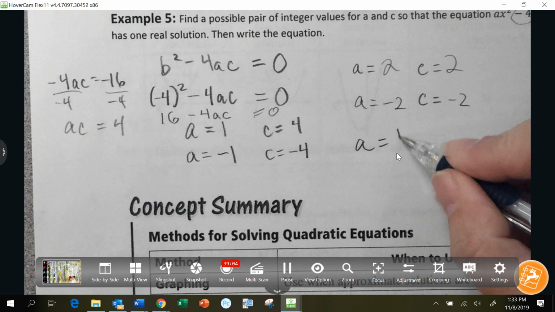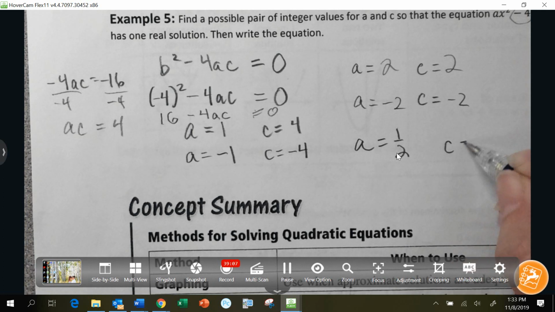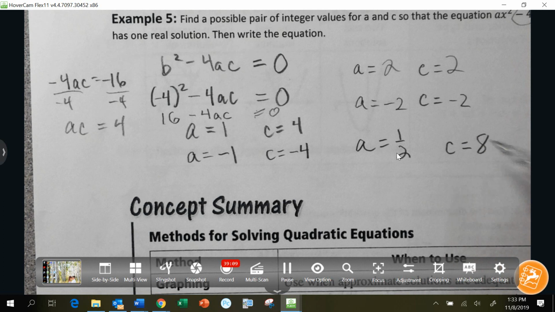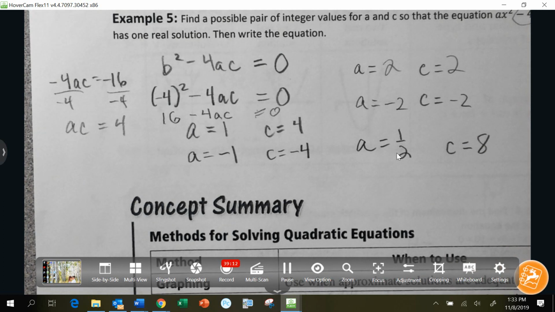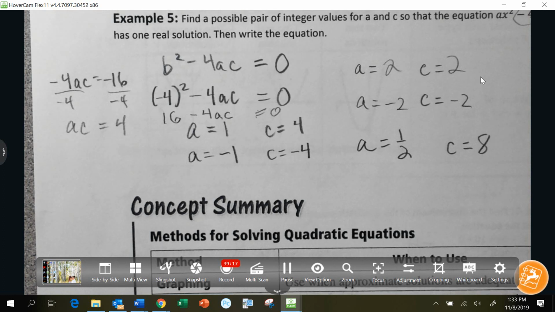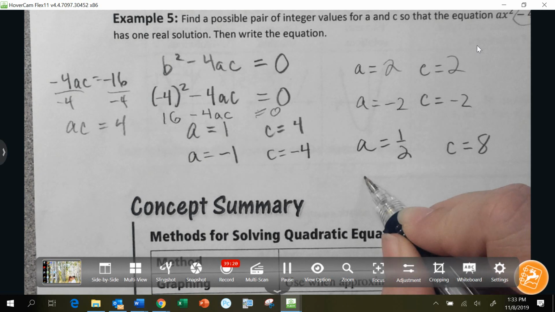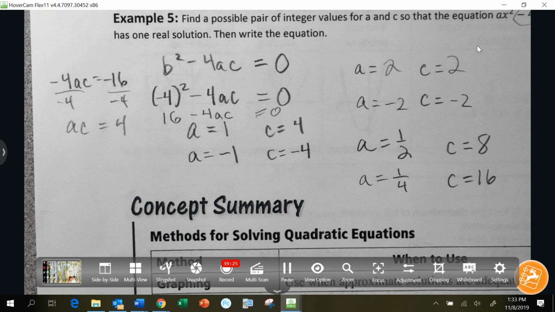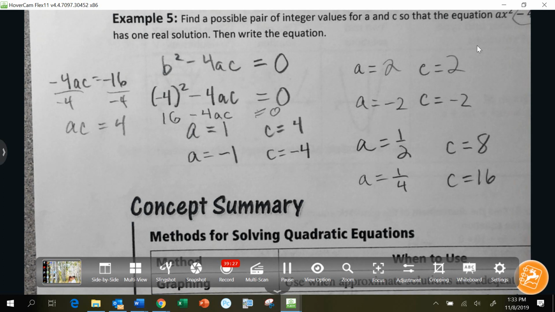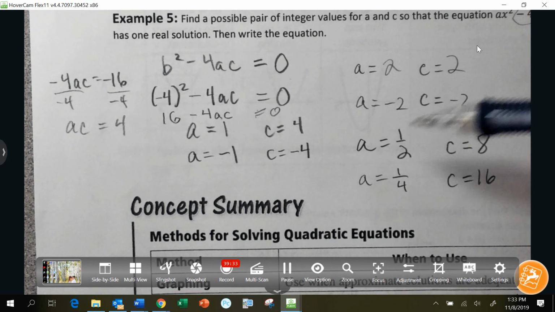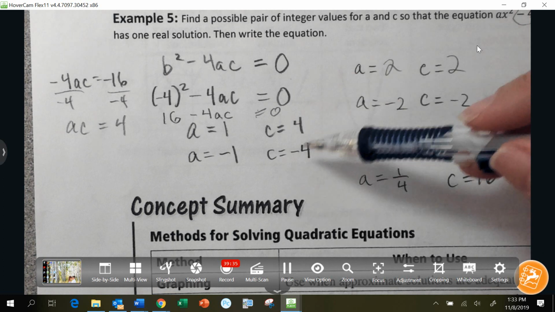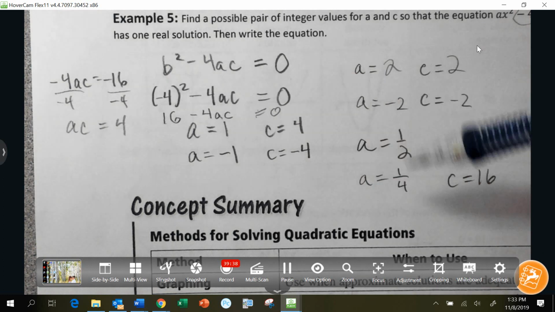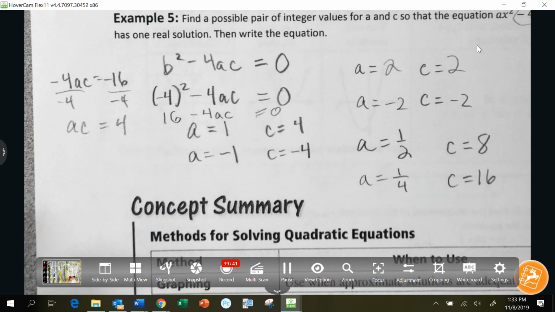So if this one's a half, then C would have to be what? 8. Isn't half times 8 also 4? So yeah, you could do fractions. Wait, how about 16 and 1/4? 1/4 and then C is 16? Yeah. Yep. So there's probably infinitely many ways you could do this. You're just going to get uglier and uglier ways. But these main ones would be what I would expect you guys to come up with. If you want to be clever, totally go for it. Just makes more work for me.